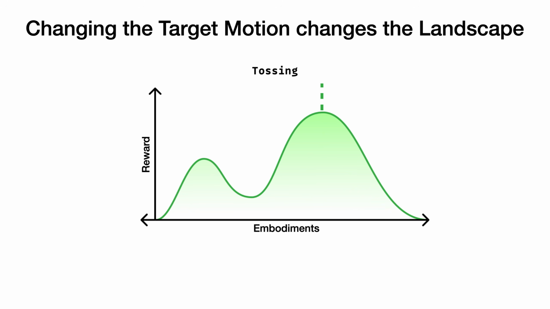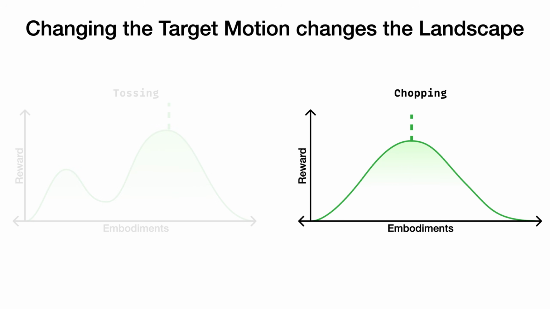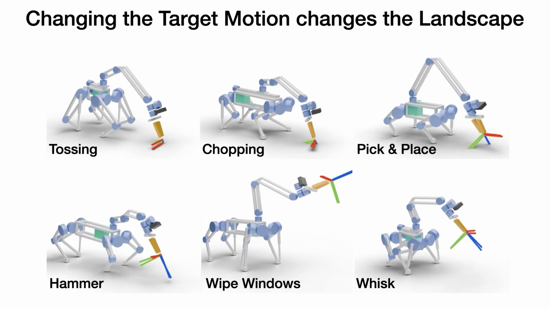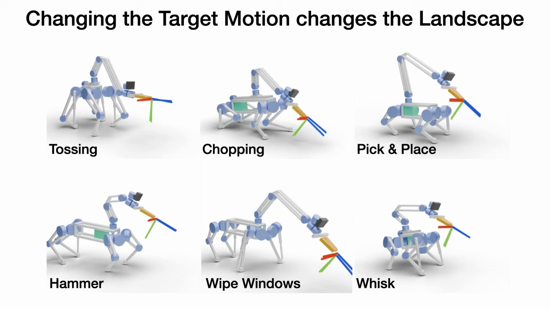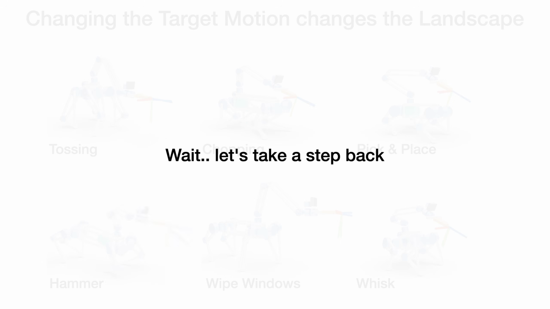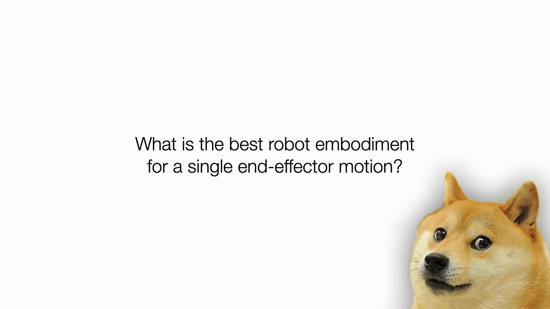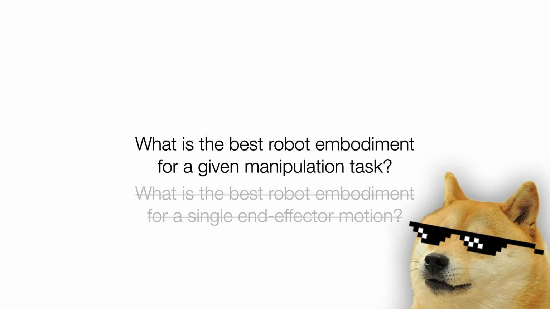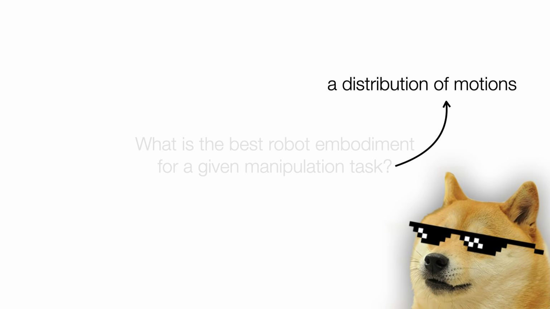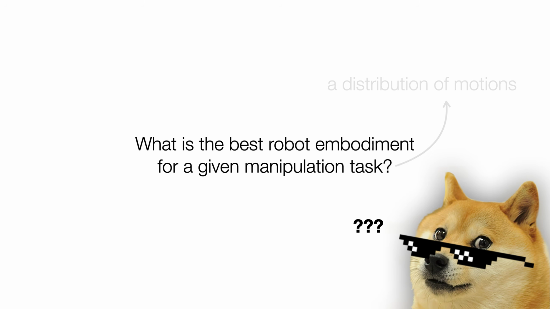And we've seen how changing the reward changes the landscape. Changing the target motion also changes the landscape. Here, when we condition on different trajectories, we indeed see that our model produces different robots, each specialized for a single motion that it was conditioned on. But wait, let's take a step back. We don't actually want to optimize robots specialized for just one motion. We actually want to optimize for manipulation tasks, which are much better captured by a distribution of motions. So, how could we do this?